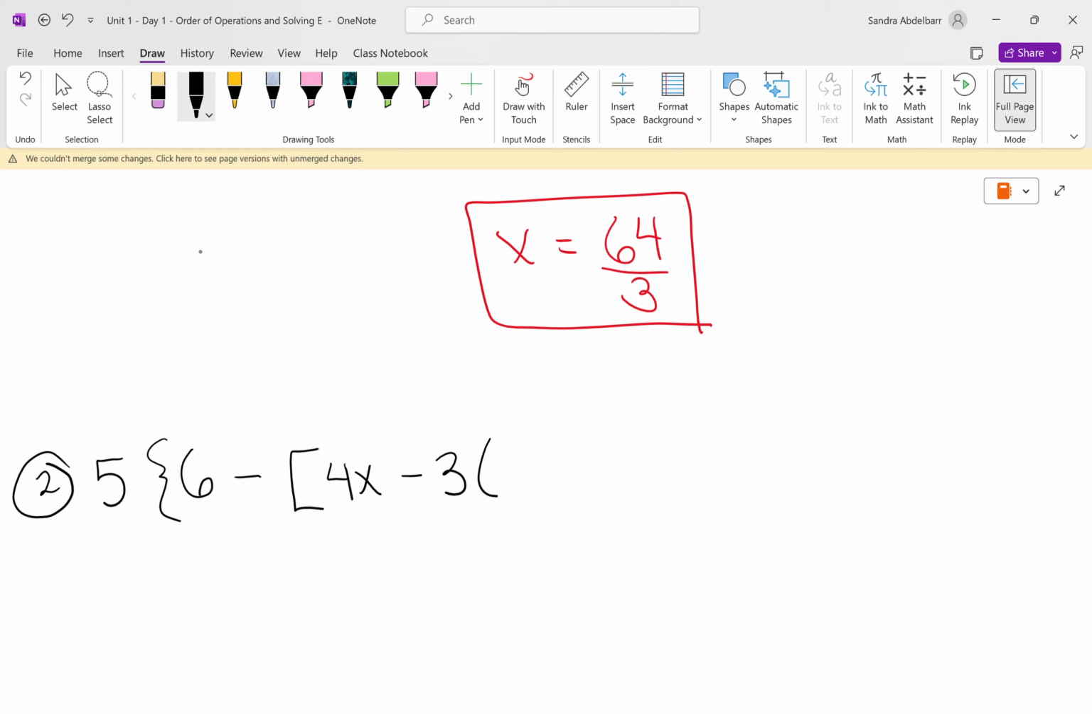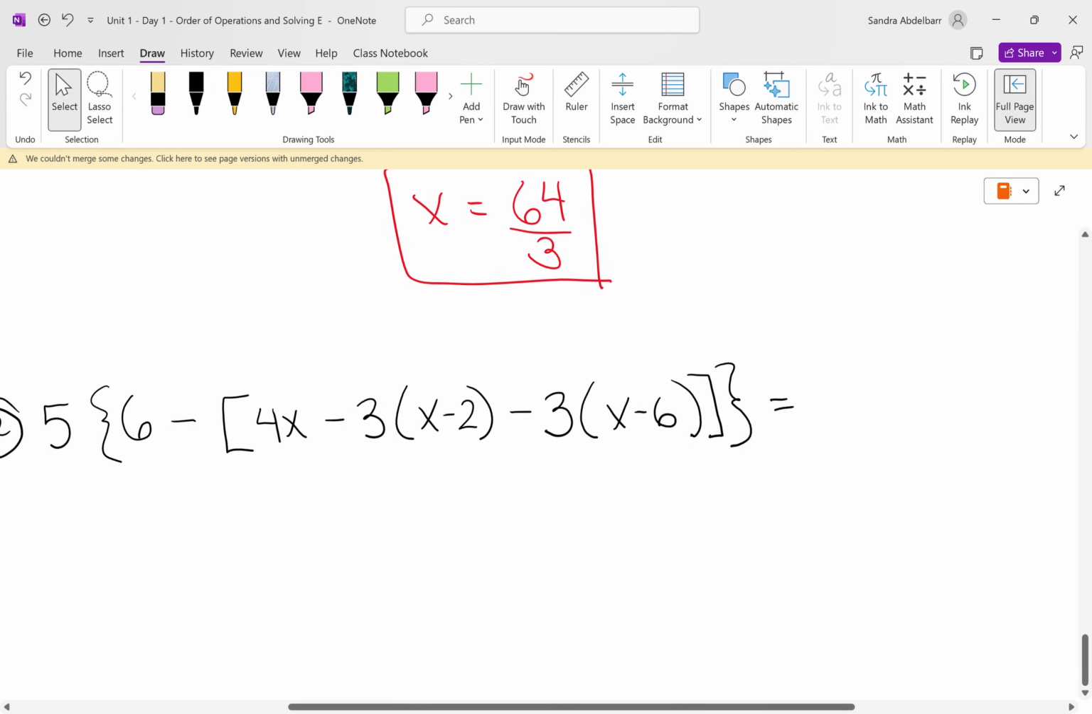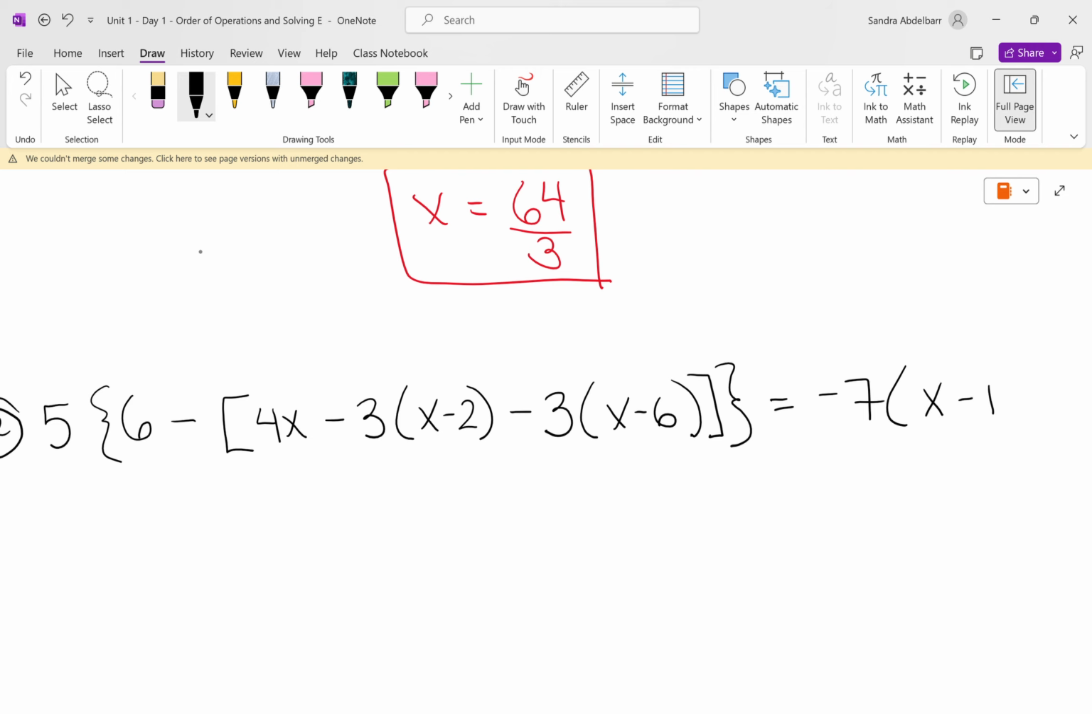So we have that squiggly bracket, 6 minus, open your square brackets, 4x minus 3, open your parentheses, x minus 2, close your parentheses, minus 3, open your parentheses, x minus 6, close your parentheses, close your square brackets, close your squiggly brackets, equals -7, open your parentheses, x minus 1, close your parentheses. All right, you're going to do this one on your own.